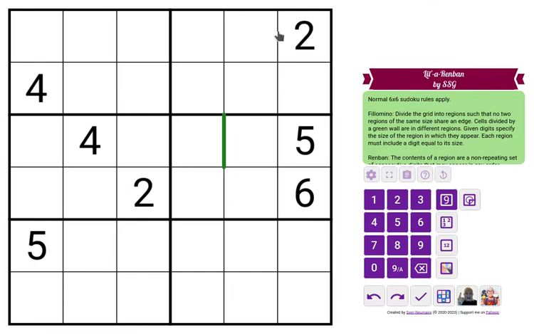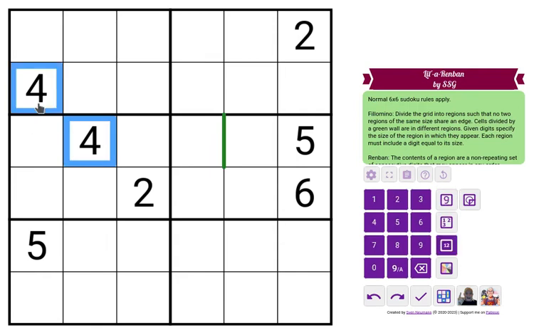This is a Renban by SS Grainer. It combines two kinds of puzzle, a Fillomino and a Sudoku. So we must divide the puzzle into regions so that they do not share any edge.